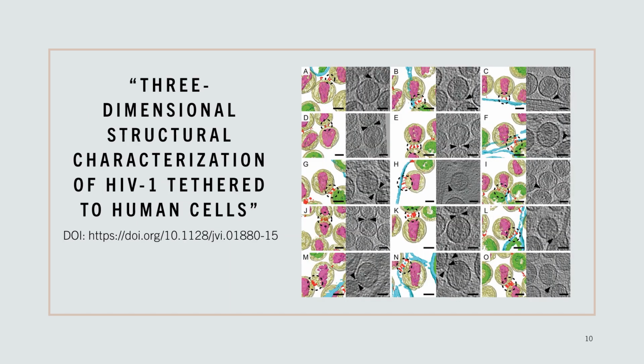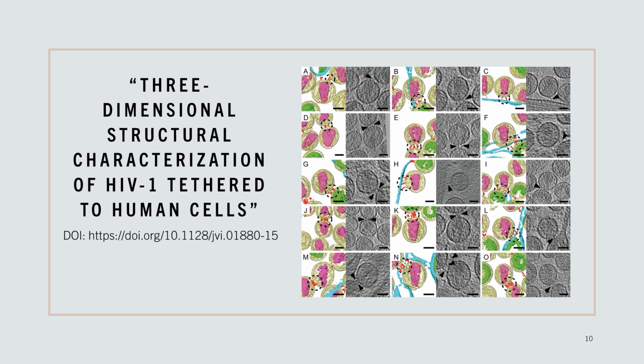This figure is from the paper Three-Dimensional Structural Characterization of HIV-1 Tethered to Human Cells. This paper used cryo-EM to look at the tethering-mediated restriction of HIV-1 because it is not well understood. Tethering is a host mechanism that prevents the release of enveloped viruses by linking the virions to the plasma membrane.